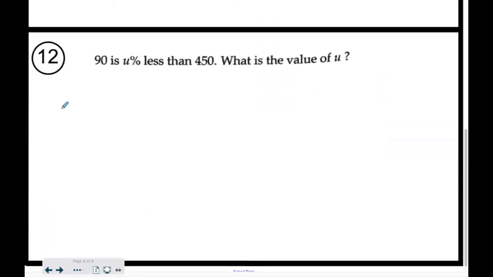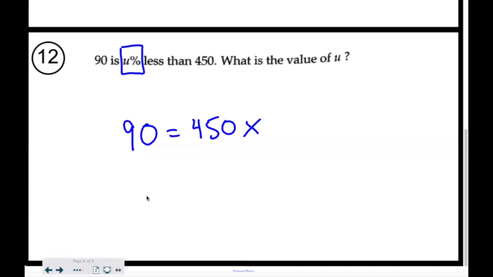All right. Last one, number 12. So 90 is u% less than 450. This is how I like to do these problems. Don't worry about the letter u here. 90 is some percent less than 450, which means we're going to multiply 450 by some variable. Now, that variable is not going to be the answer. We're going to have to interpret that variable. That's the key to a percentage.